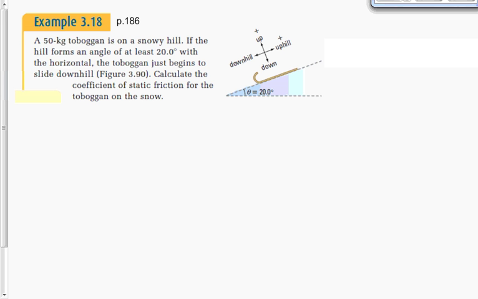Stop right there for a second. Forget about the picture, forget about what they're asking, forget about everything else in the question. First sentence, 50 kilogram toboggan on a snowy hill. The hill forms an angle with 20 degrees. The toboggan just begins to slide downhill. What does that remind you of? It just begins to move.